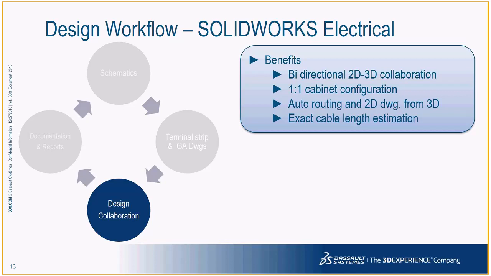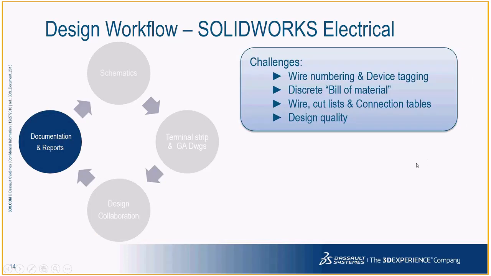What are the benefits of the design collaboration? Bi-directional 2D and 3D integration. That's what we have seen. From 2D we have defined everything, and then the same components as parts have been associated in 3D, and we are able to do 1:1 configuration of the routing and cabinet spacing, everything. Auto routing is also possible in SOLIDWORKS Electrical 3D, and we can also estimate the exact cable length to eliminate the wiring wastages.